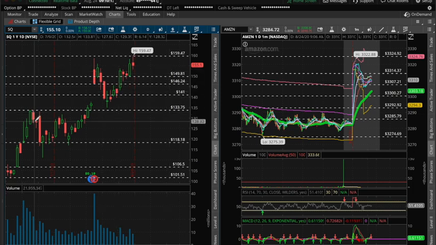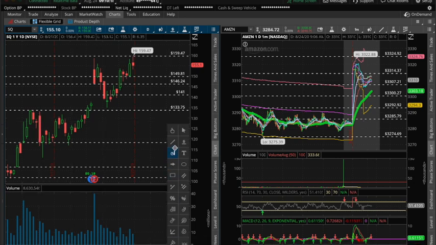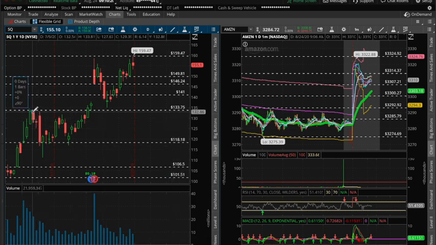So we see a double bottom. First of all, like I told you all, double bottom means it goes down. I'm just gonna show you. Goes down, up, down, up. Okay, so it went all the way up to here.